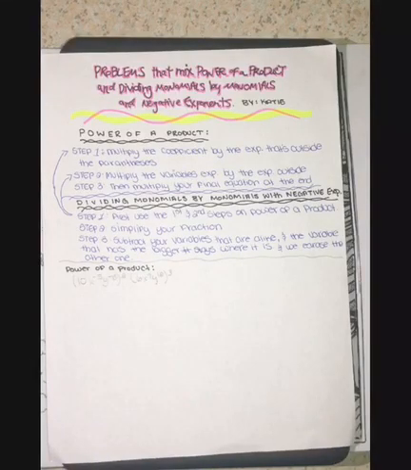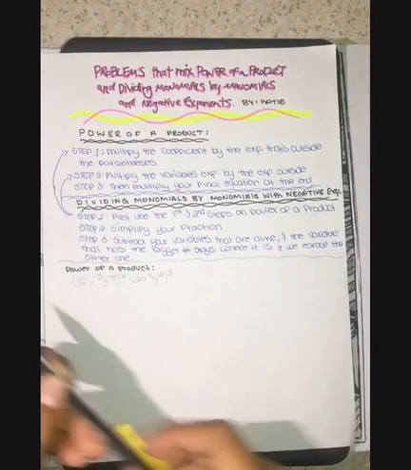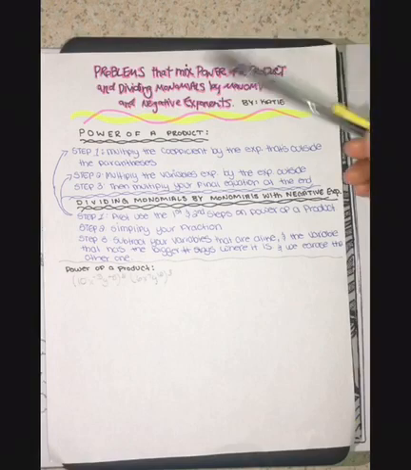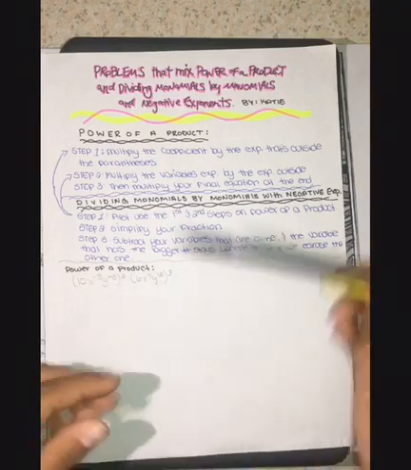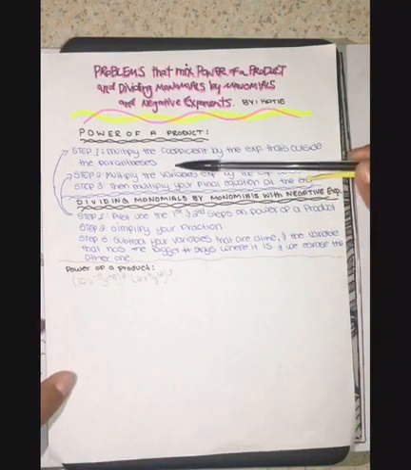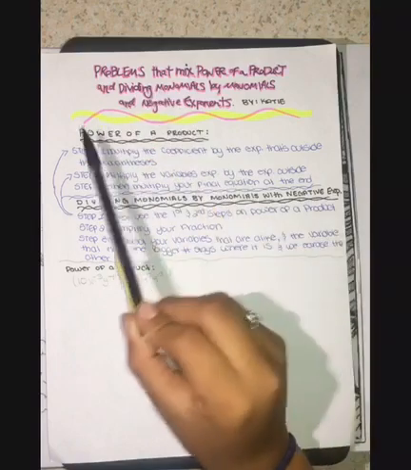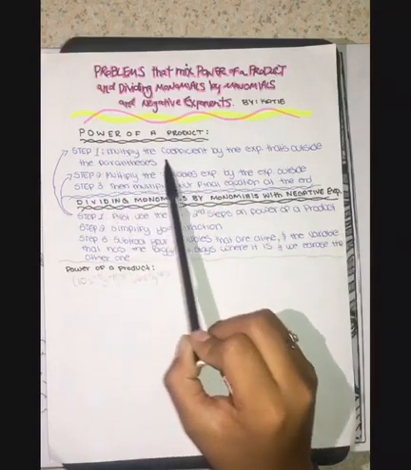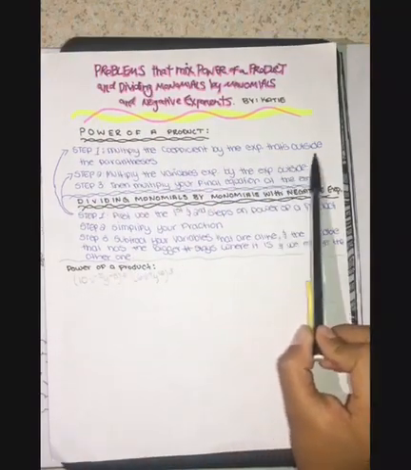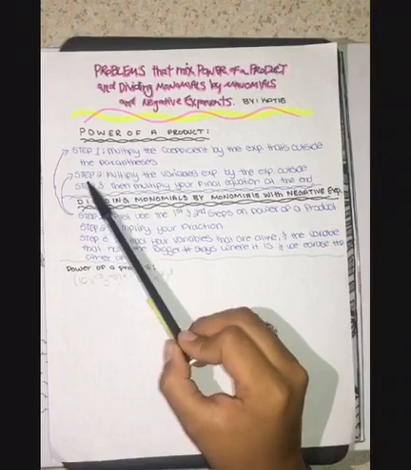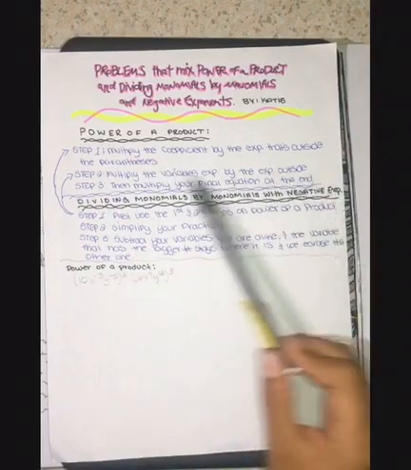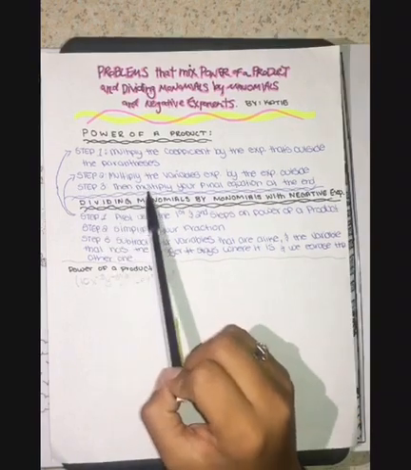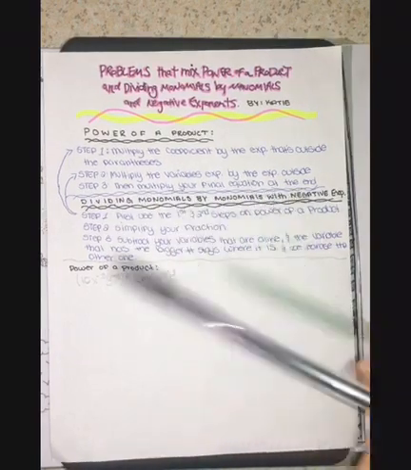So today we are going to be learning problems that mix power of a product and dividing monomials by monomials with negative exponents. And I have written the steps for power of a product. Step 1, multiply the coefficient by the exponent that's outside the parentheses. Step 2, multiply the variable's exponent by the exponent outside. Step 3, then multiply your final equations at the end.